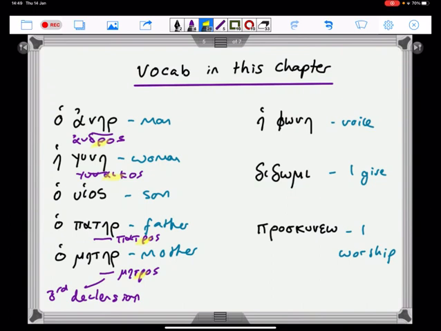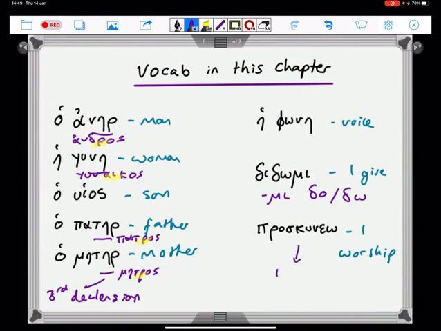Huios is a perfectly straightforward second declension word. Phone is a perfectly straightforward first declension word. Didomi is a beast of a word. There is a class of verb called -mi verbs. They have very slightly different endings. You will be introduced to them later on. Basically anything that's got do or dor in the stem, and probably not much else, is going to have something to do with giving. So as long as you can recognise that do or dor is likely to be something to do with giving, you'll probably work out what part of the verb you've got.